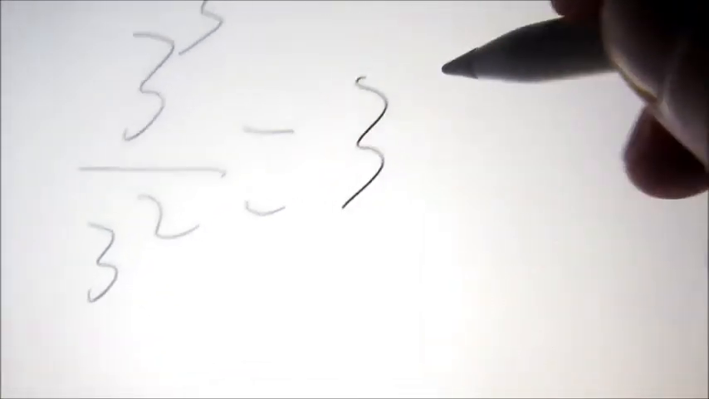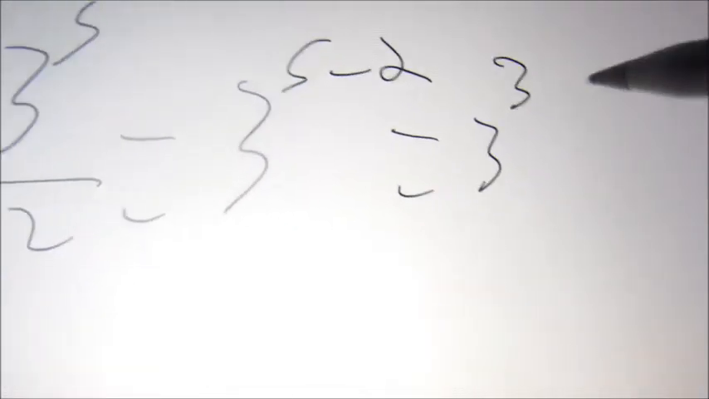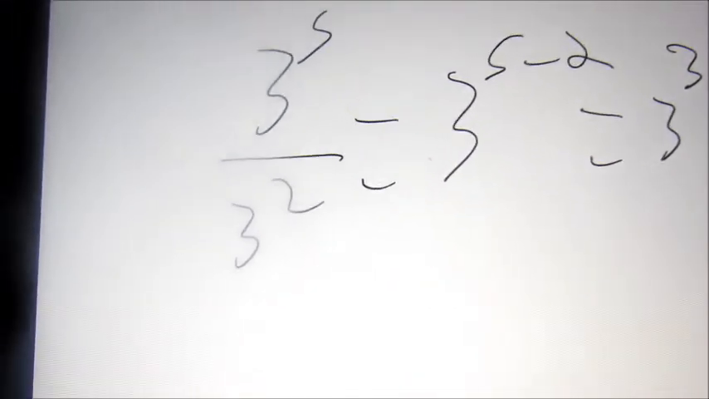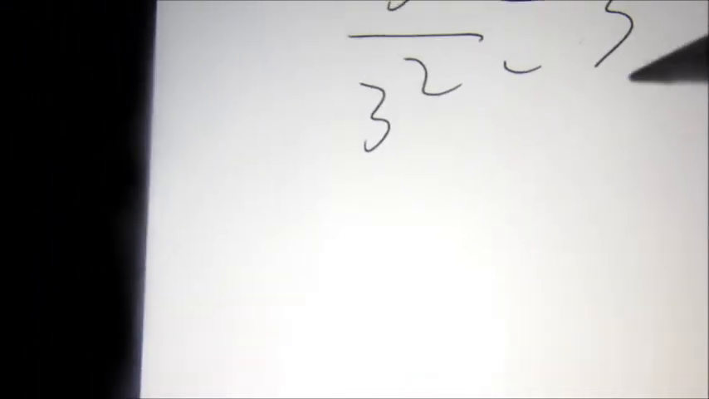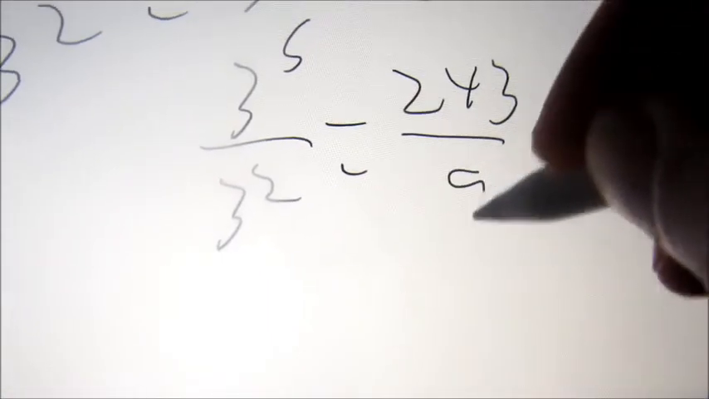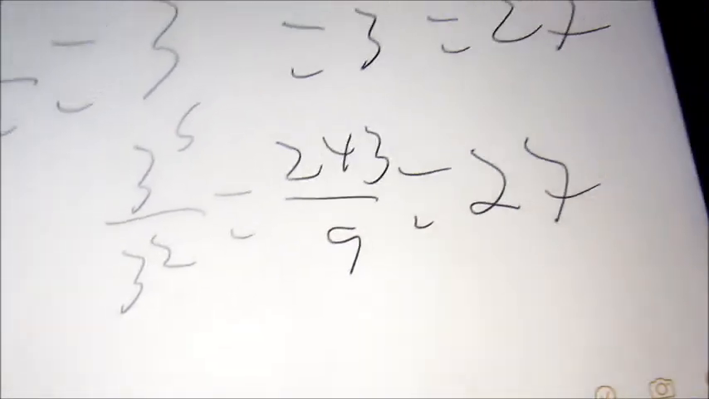Something with numbers, that same thing, but with a number, say 3 to the 5 over 3 squared. That's going to equal 3 to the 5 minus 2, which equals 3 to the 3, which equals 27. For proof, what we can do is 3 to the 5 over 3 squared. 3 to the 5 is 243. 3 squared is 9. 243 divided by 9 is 27.